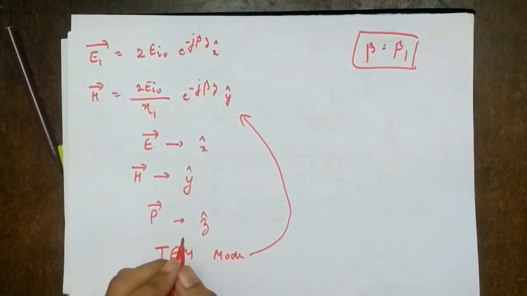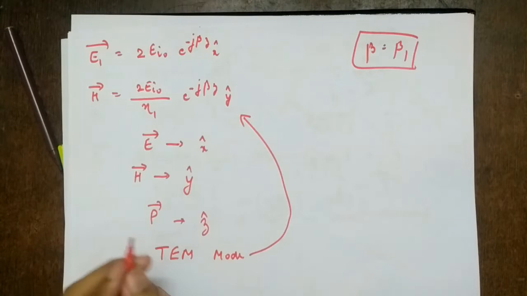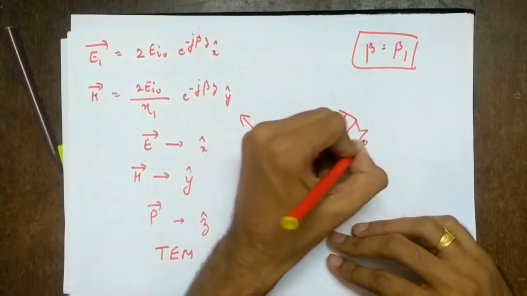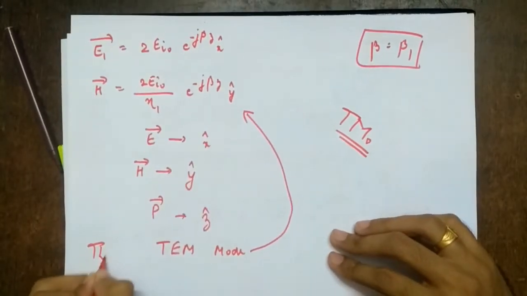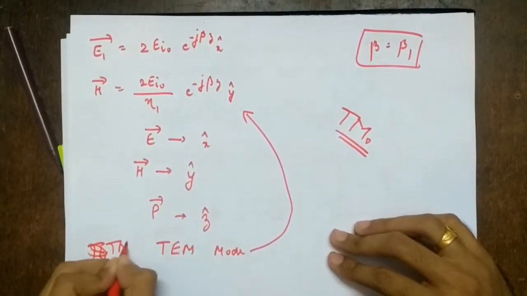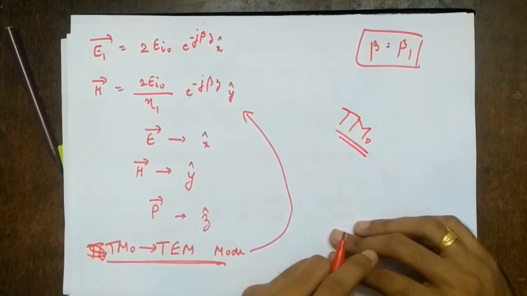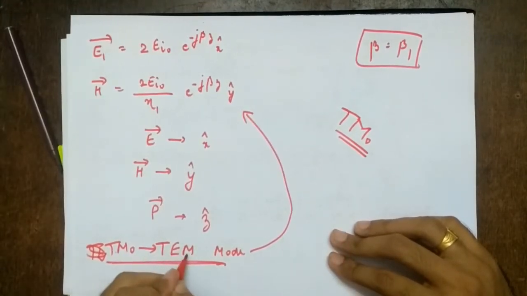And what have we substituted? We have substituted m equal to 0. So m equal to 0 corresponds to which mode? TM0 mode, right? So TM0 mode is nothing but our TEM mode, right? So what are we seeing? TM0 is nothing but TEM mode.